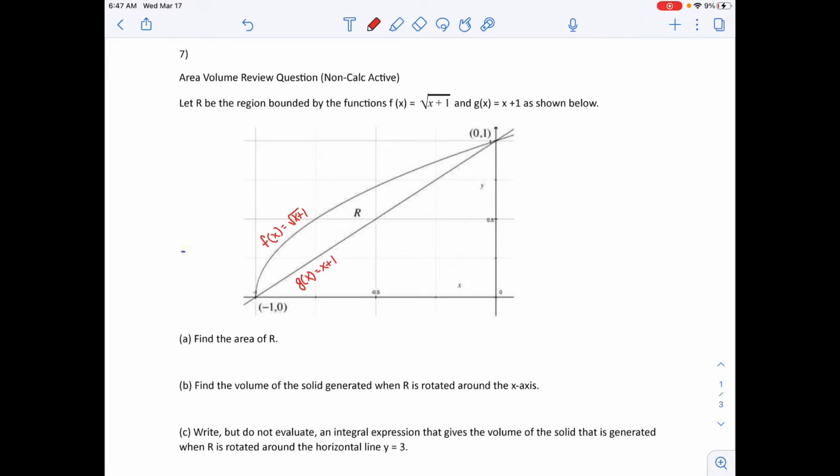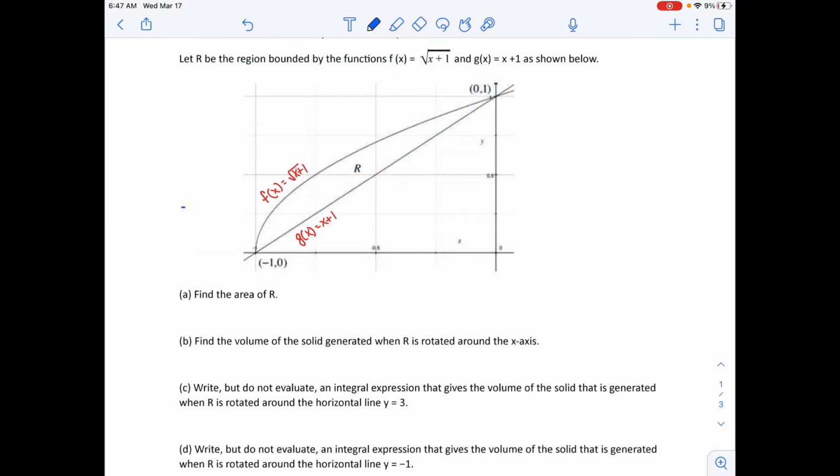So to find the area, it's just the integral of the top minus the bottom. So we're going to go the integral from -1 to 0. That's the left side at -1 to the right side at 0 of top, which is square root of x plus 1, minus the bottom, which is x plus 1, and you need to make sure you subtract the whole thing there, dx. And so if we calculate the integral of that, we get x plus 1 to the 3/2.